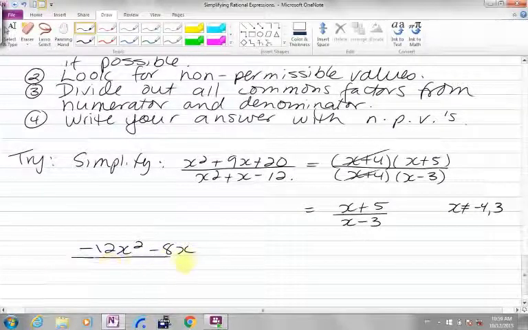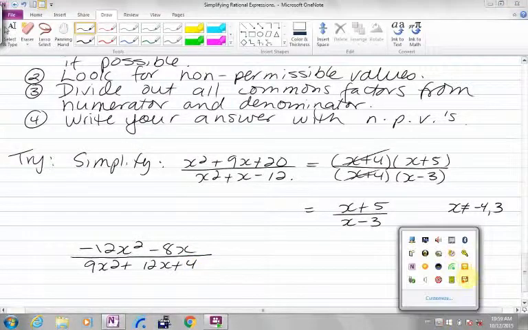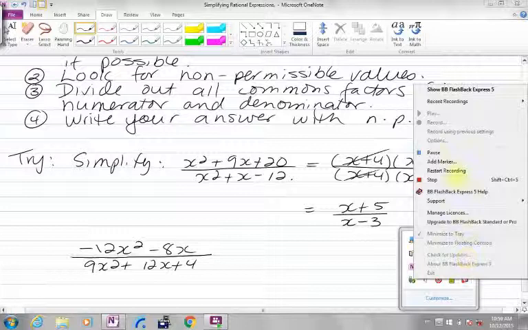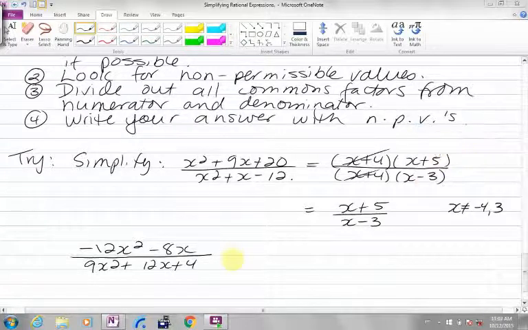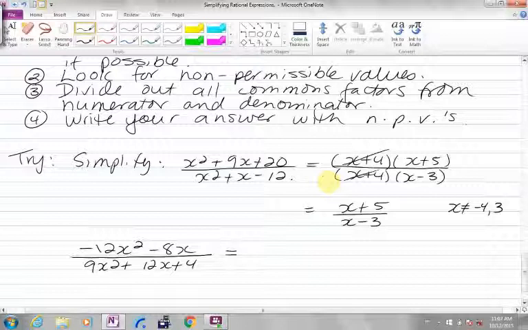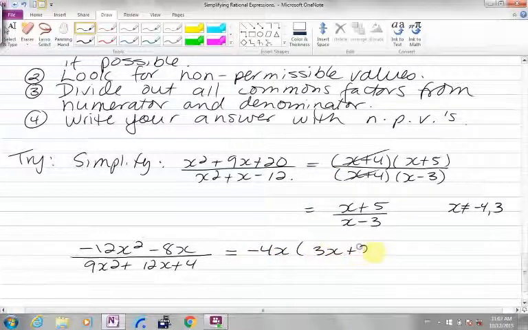So negative 12x squared minus 8x over 9x squared plus 12x plus 4. So again, we want to simplify that. So in the top, how are we going to factor that? Take the 4x out. Okay, exactly. I'm going to take the negative 4x out. Good. And that's going to leave me with 3x plus 2.